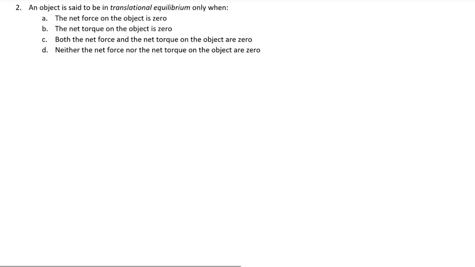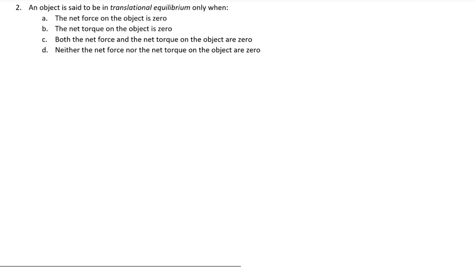This second question is testing our knowledge about equilibrium. An object is said to be in translational equilibrium only when the net force on the object is zero, the net torque on the object is zero, both the net force and torque on the object is zero, or neither the net force nor the torque on the object are zero. Well, let's recall what equilibrium and translational equilibrium means. Translational equilibrium means that the net force on an object is zero. Rotational equilibrium, on the other hand, means that the net torque on the object is zero.